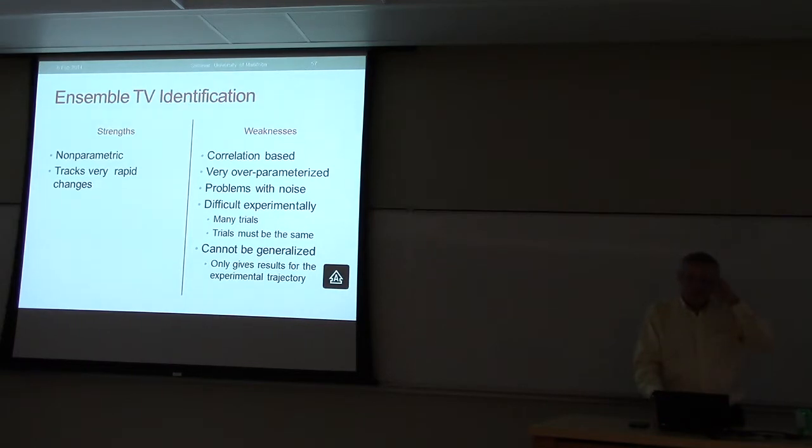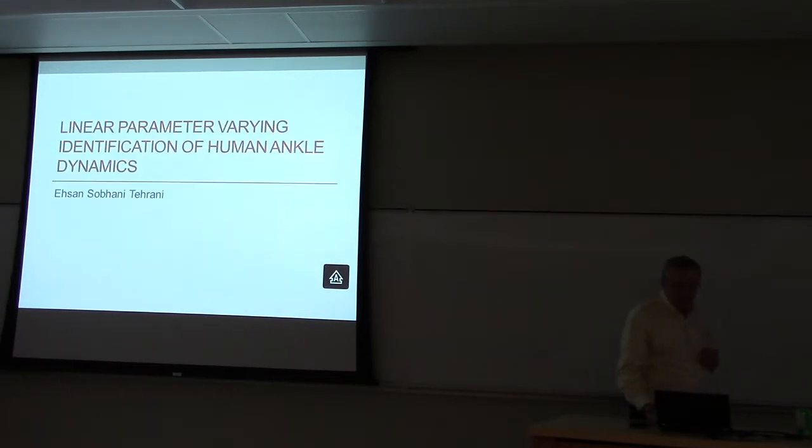And the other problem is that it only tells us what happened for a particular trajectory. So this tells us what happens if we walk in that trajectory. It doesn't tell us what happens if we change the frequency or the amplitude of the shape. So this has led to the final thing I want to talk about, which is the proposal to use LPV, or linear parameter varying methods, to identify.